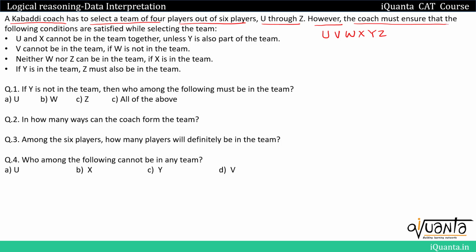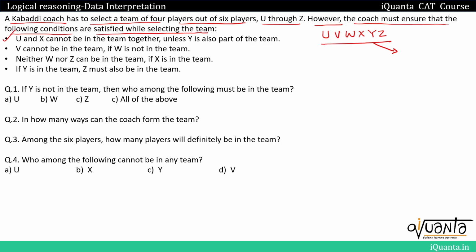However, the coach must ensure that the following conditions are satisfied while selecting the team. So we have a few rules according to which we'll be selecting 4 players out of 6 players. We have to make sure that we only select 4 players out of these 6 to form a team.